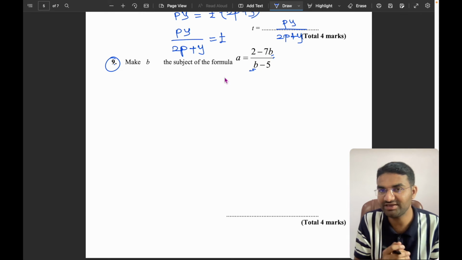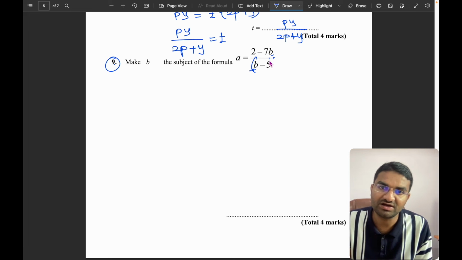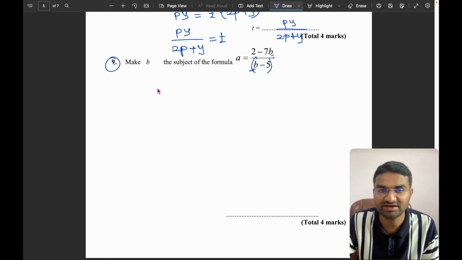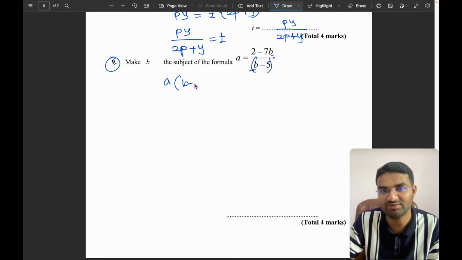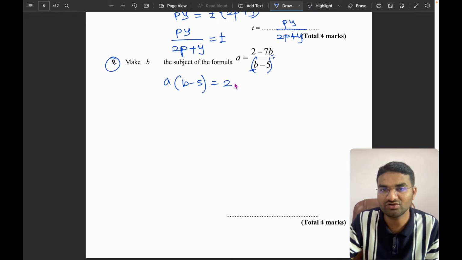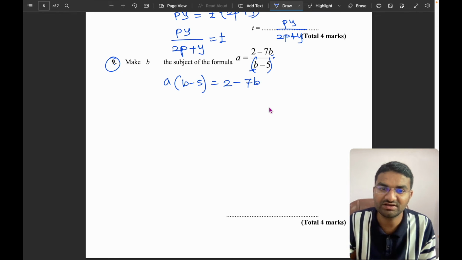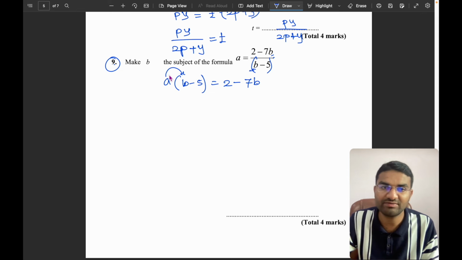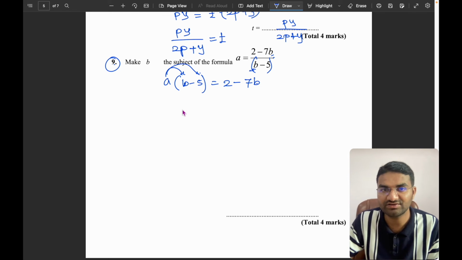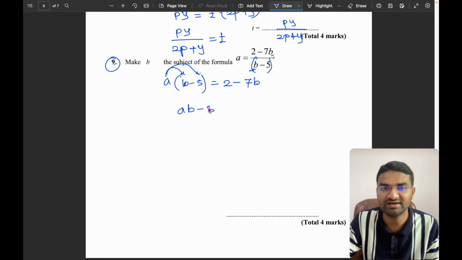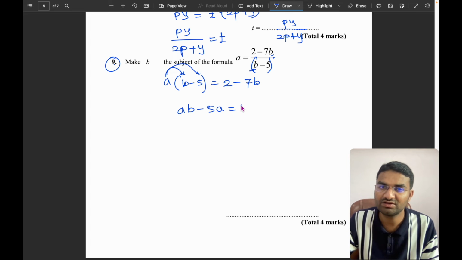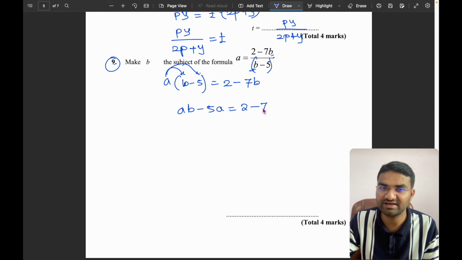So to make b the subject, we have to transfer this firstly to the left hand side, right? So a times b minus 5 is equal to 2 minus 7b, isn't it, right? Then multiply this a in the bracket, so ab minus 5a is equal to 2 minus 7b.